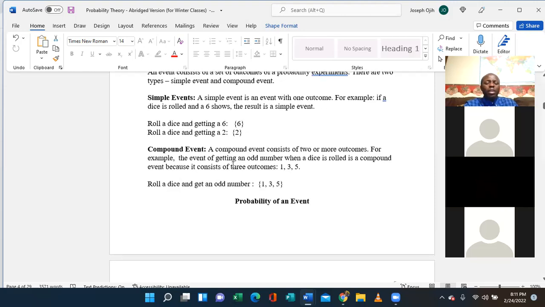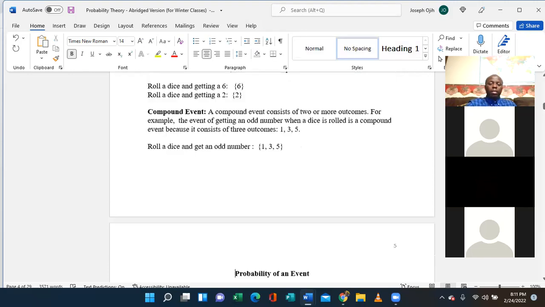But in a compound event, you have 2 or more outcomes. For example, if you're interested in rolling a dice to get an odd number, a dice has 6 numbers, out of which 3 are odd numbers. So you can see that the event has 2 or more outcomes. So we call it a compound event.